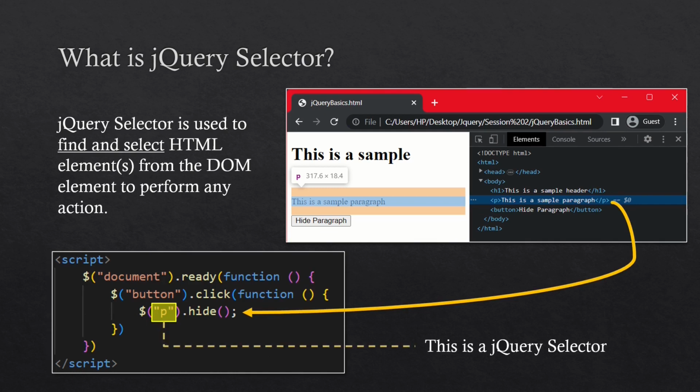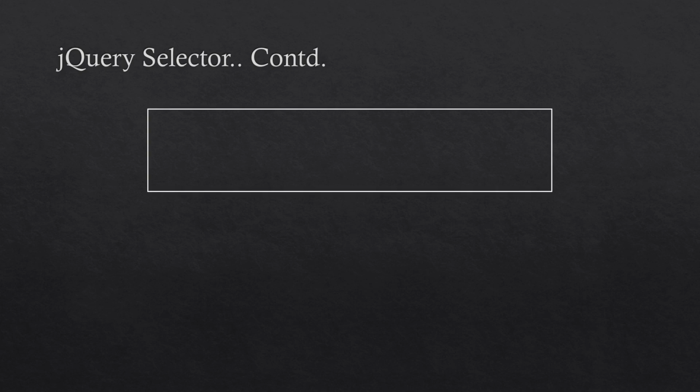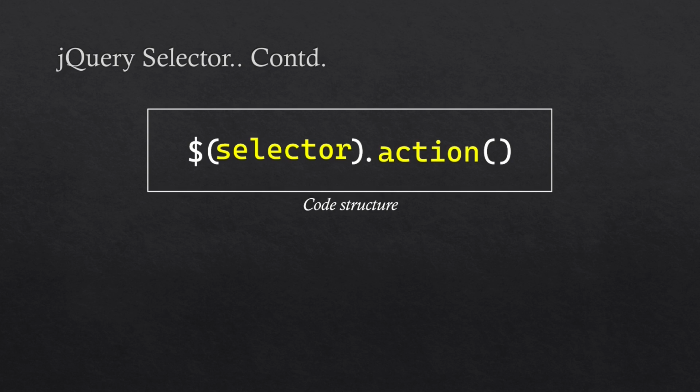So here the p tag is a selector. If I wanted to hide the header instead of the paragraph, then I had to choose the h1 tag in the place of the p tag. I hope you have already understood the structure of jQuery code and how a jQuery selector locates an HTML element from the page to perform an action on it.